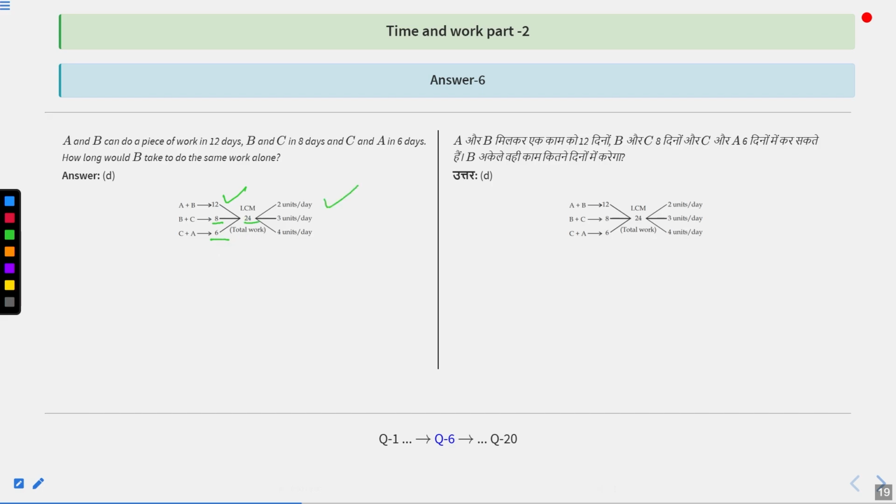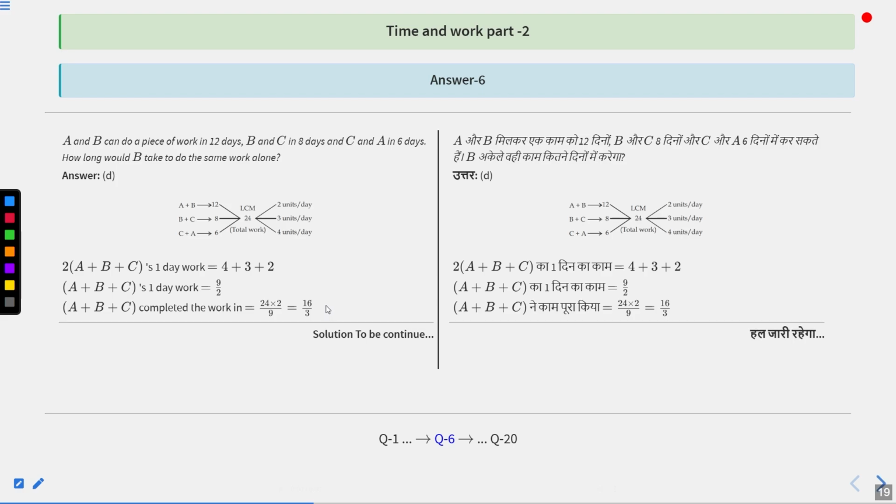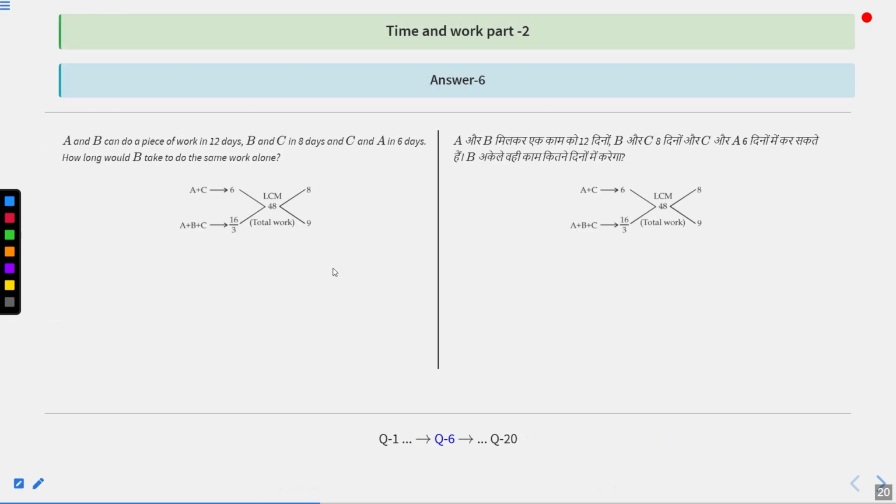So we get the combined efficiency of A and B, which is 2 units. Combined efficiency of B and C is 3 units. And combined efficiency of C and A is 4 units. So we can calculate the efficiency of A, B and C together. It will become (4 + 3 + 2) / 2, so it will become 9/2. So A, B, C complete the total work of 24 in 24 divided by 9/2, which is 16/3 days. Clear? Solution to be continued.